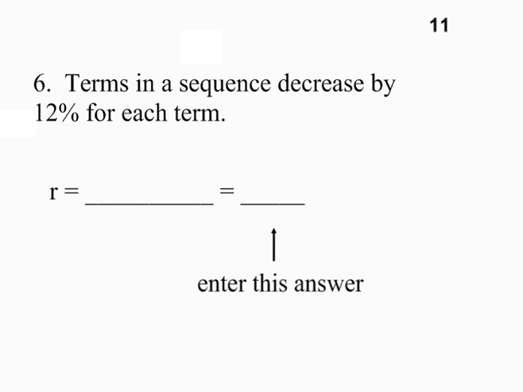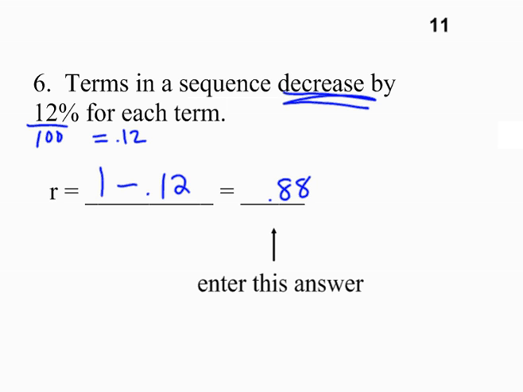Okay, how about if I decrease by 12%? Again, maybe the first thing you do is just say, I'm going to divide that by 100, so I know that decimal is 0.12. Always start with a 1. I'm decreasing, which means I'm subtracting. And if I take 1 minus 0.12, I get 0.88 as my common ratio.